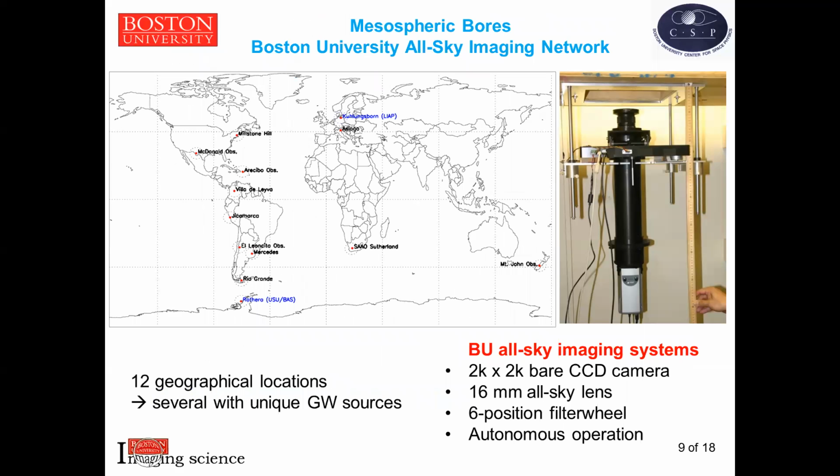Okay, Boston University has a large network of imagers around the world, and here's a map of them. We have about 12 locations around the world, and these consist of a CCD camera with a fisheye lens and a filter wheel. Each is in a different geographic location. Some have unique gravity wave sources. Some are mountainous, some are oceanic, some are more continental.